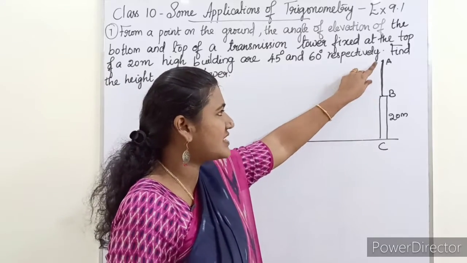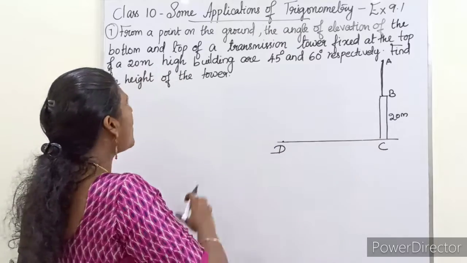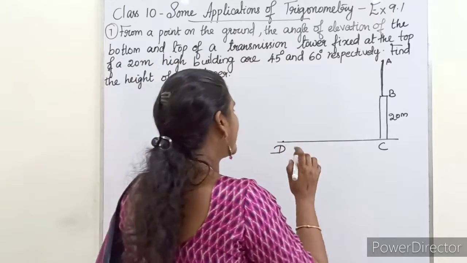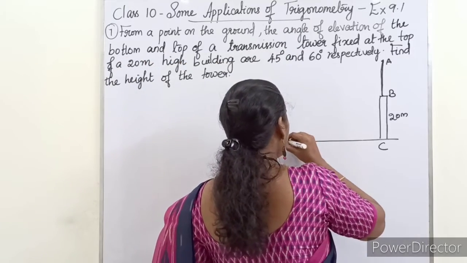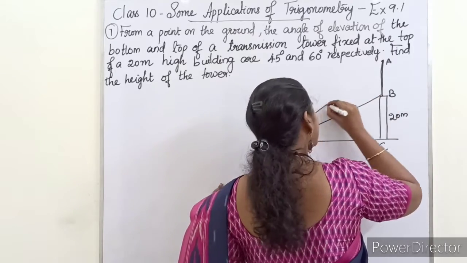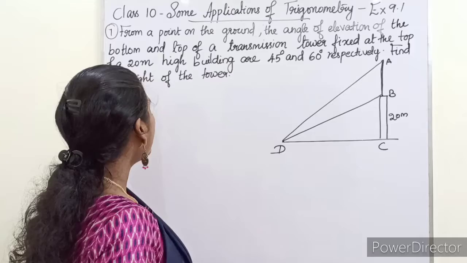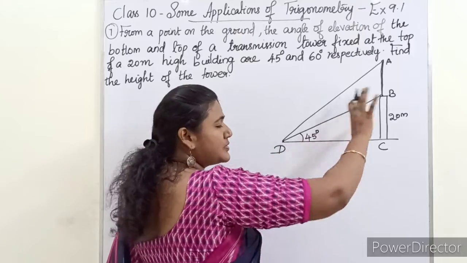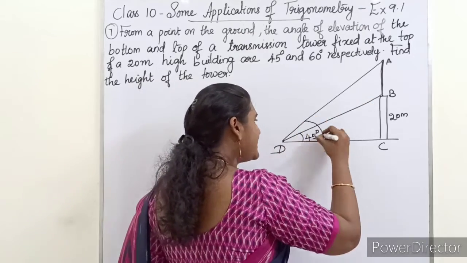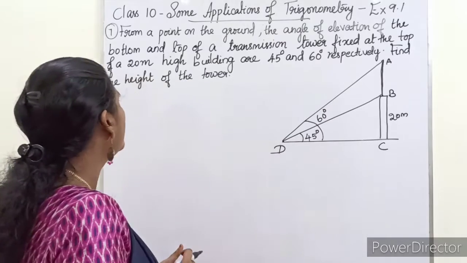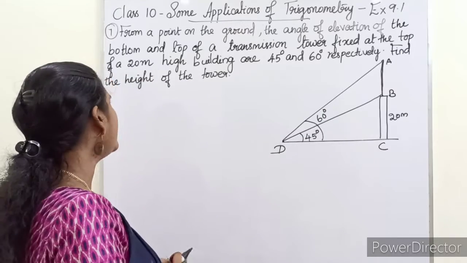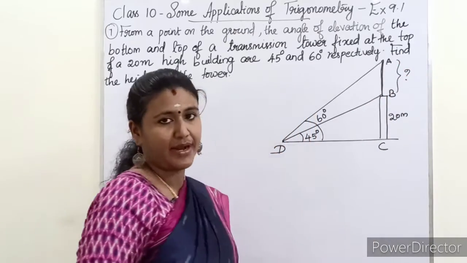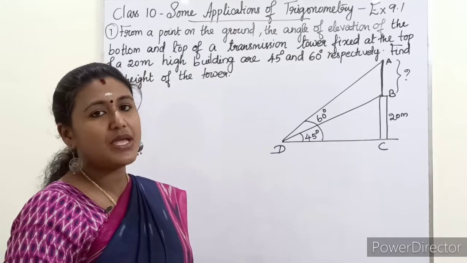So we have a 20-meter high building. On the top of that we have fixed a transmission tower, and from a point on the ground we are observing the bottom and the top of the transmission tower, and the angle of elevation is given as 45 degrees for the bottom and 60 degree for the top. Now we have to find the height of the tower, that is this AB length we have to find.